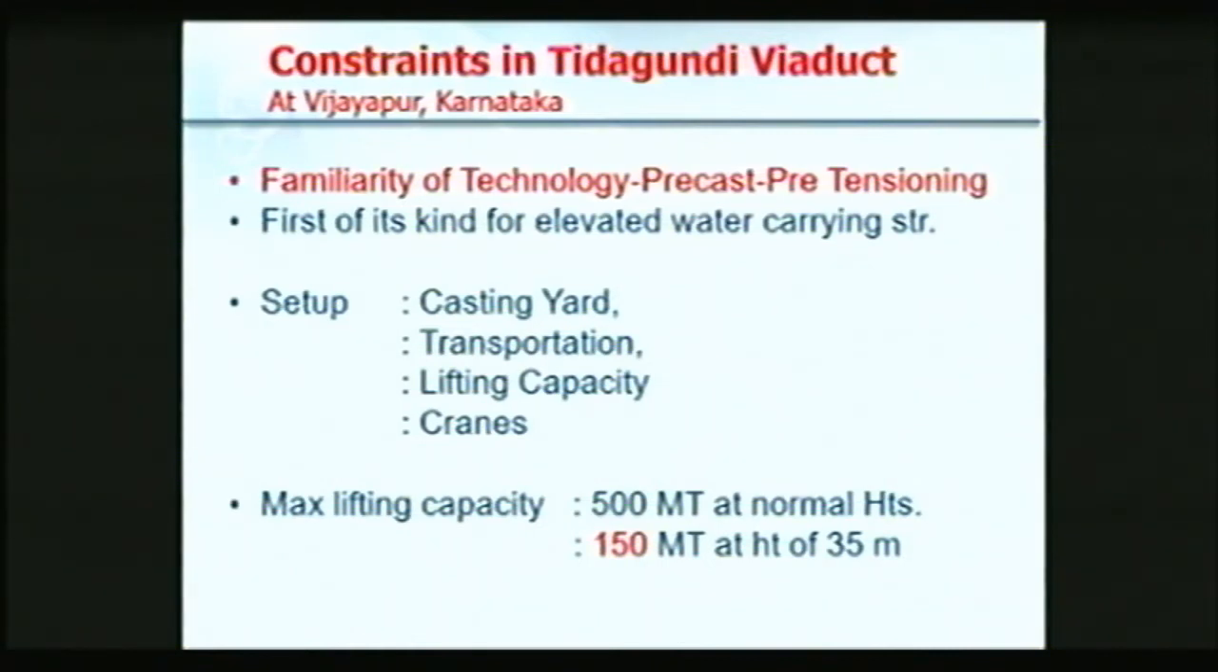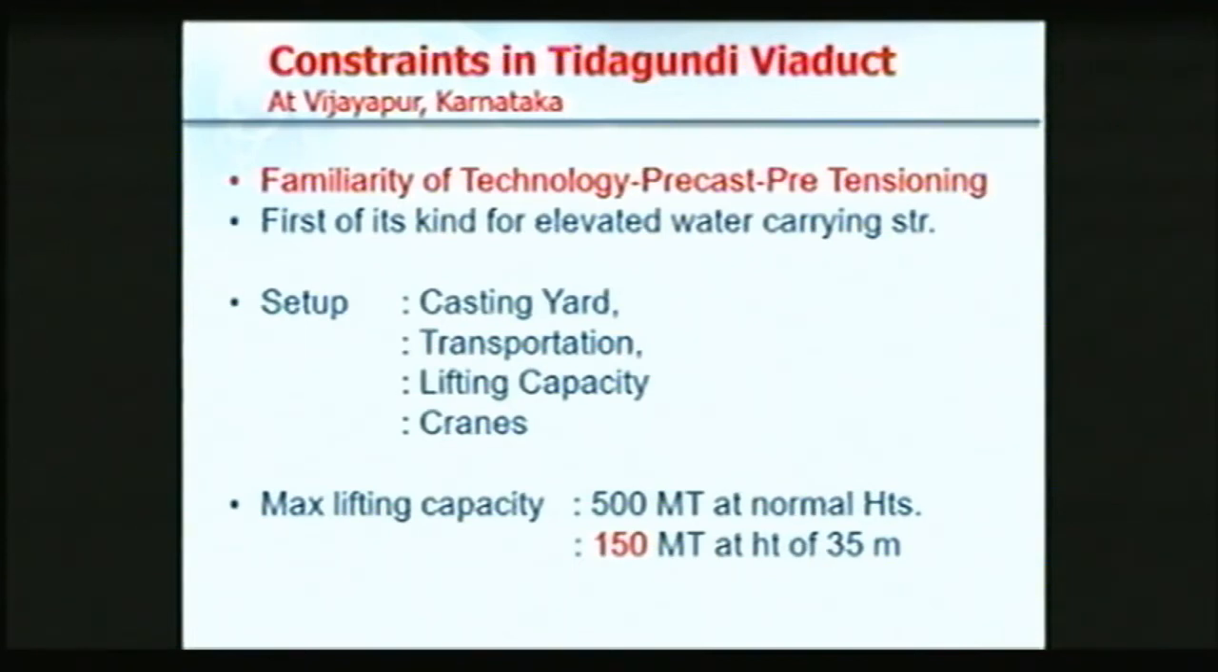And the whole concept was derived from the elevated metro, where, as you are all familiar in metro construction, they have gone for segmental construction, where each unit is maybe about 2 meter by 2 meter, and later on they went for post-tensioning. But in this particular case, we decided that segmental construction may attract maintenance and leakage of water. So we decided to construct an entire span as a single unit. And for that, we went for a pre-tensioned single unit for the entire span.